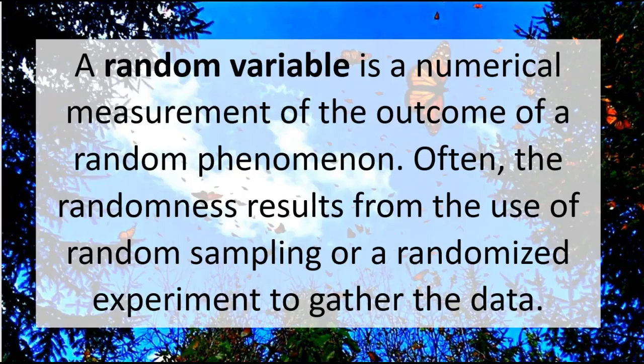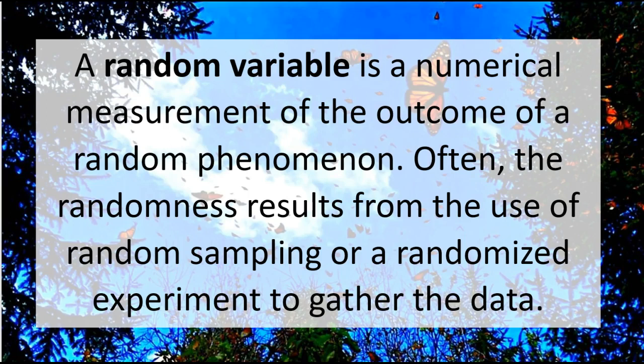A random variable is a numeric measurement of the outcome of a random phenomenon. Often, randomness results from the use of random sampling or a randomized experiment to gather data. So here we can think of the weight of butterflies as being a random variable, since before collecting the butterflies, we don't know what the value of the weight will be.